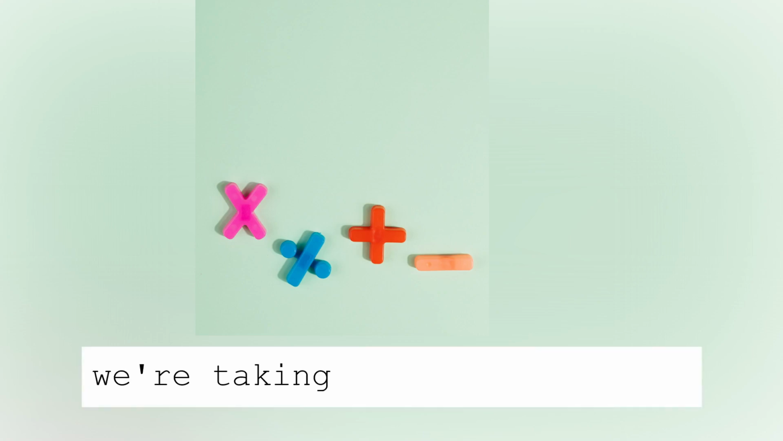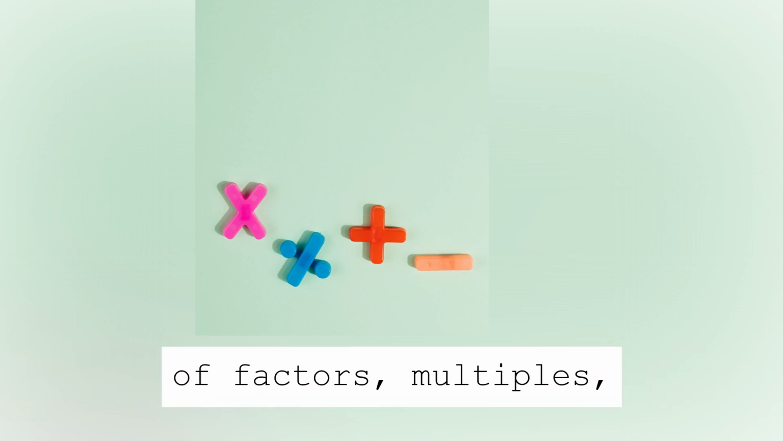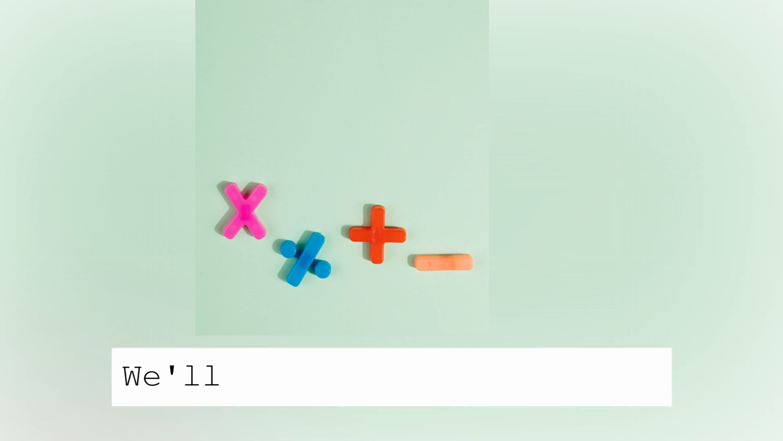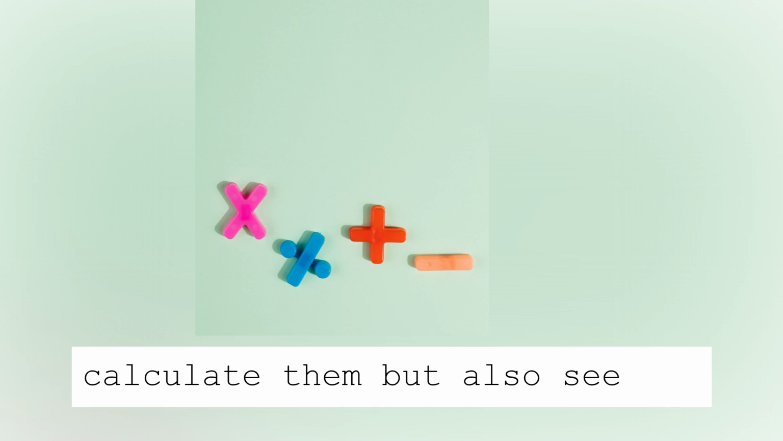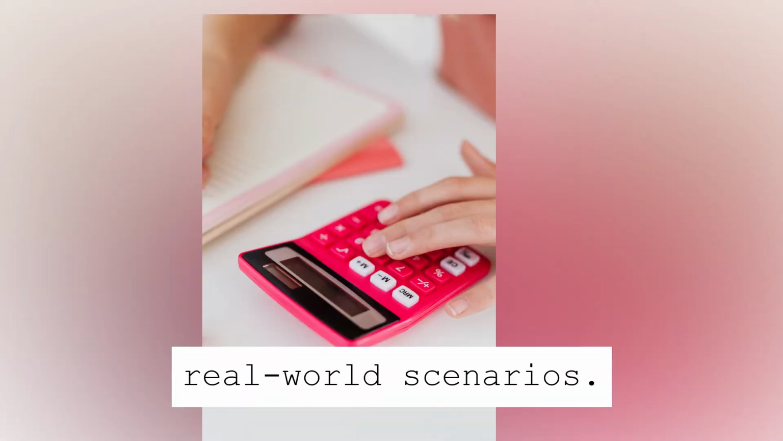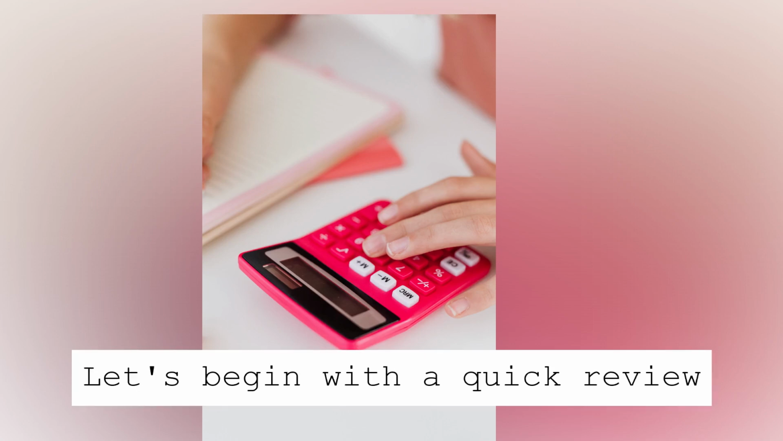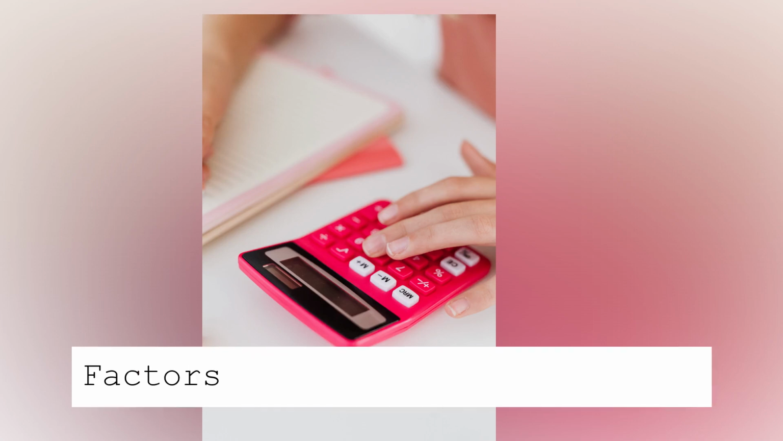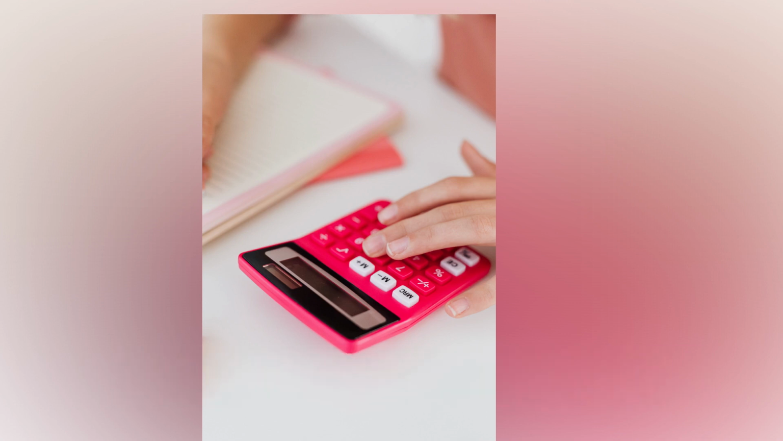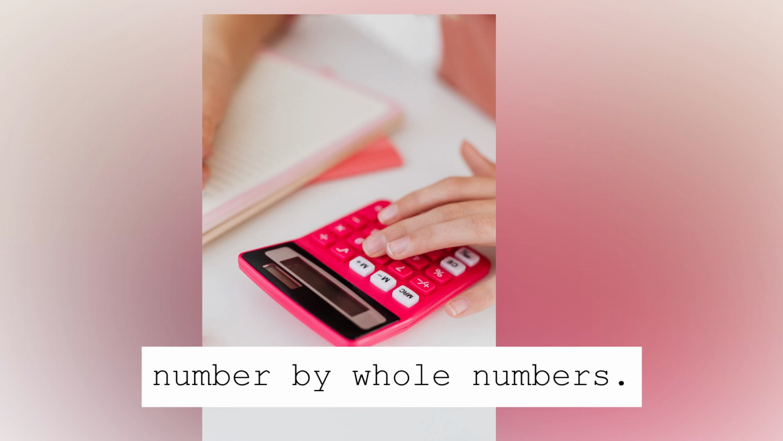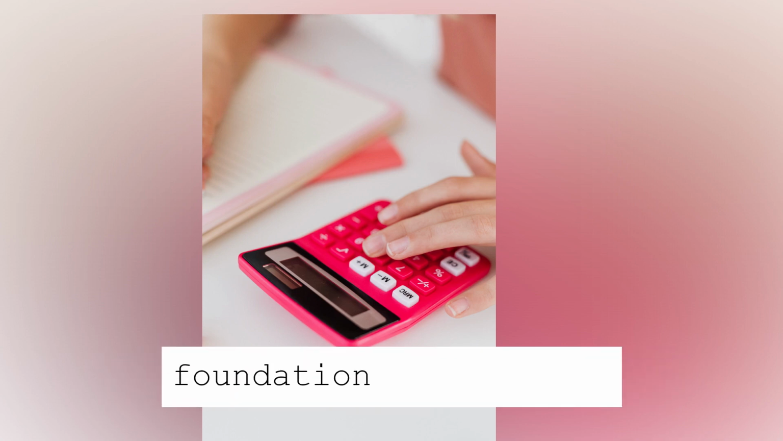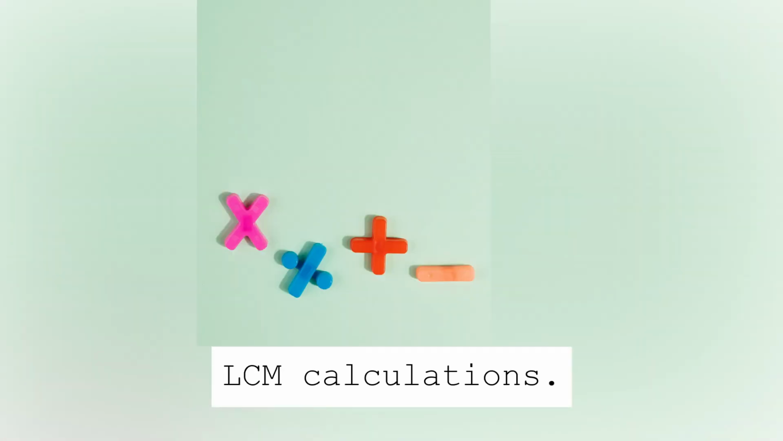In this video, we're taking our understanding of factors, multiples, highest common factors, and lowest common multiples to the next level. We'll not only learn how to calculate them but also see how these concepts are applied in various mathematical and real-world scenarios. Let's begin with a quick review of factors and multiples. Factors are numbers that divide another number without leaving a remainder, while multiples are numbers obtained by multiplying a given number by whole numbers. Understanding these concepts is crucial as they form the foundation for HCF and LCM calculations.